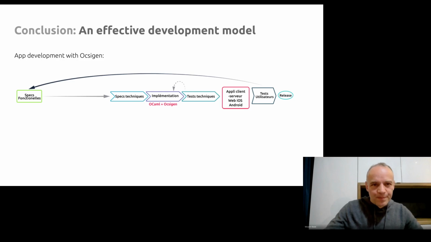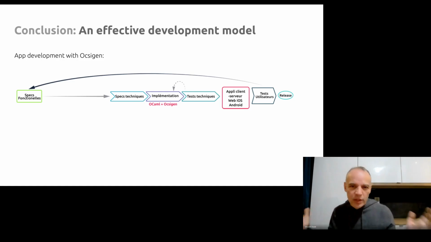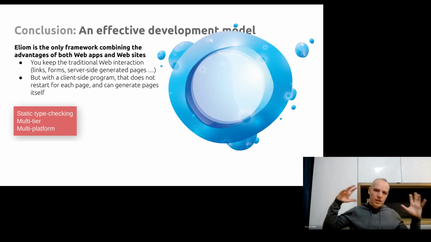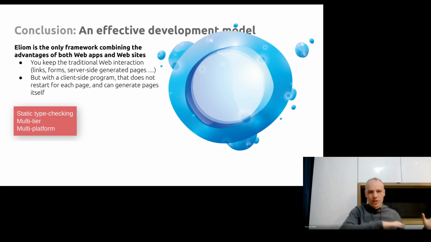So, to summarize this talk, Eliom is the only framework combining the advantages of both web applications and web sites. You keep the traditional web interaction, links, forms, server-side generated pages, sessions, but with a client-side program that does not restart for each page and can generate pages itself when you click on some link in the page.